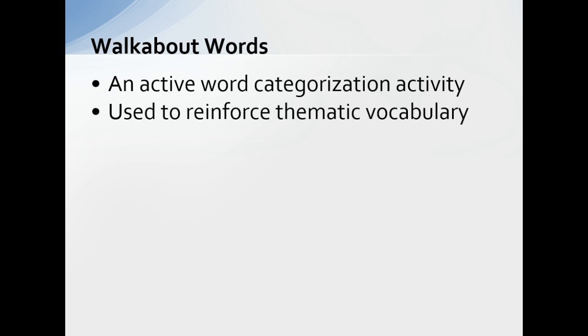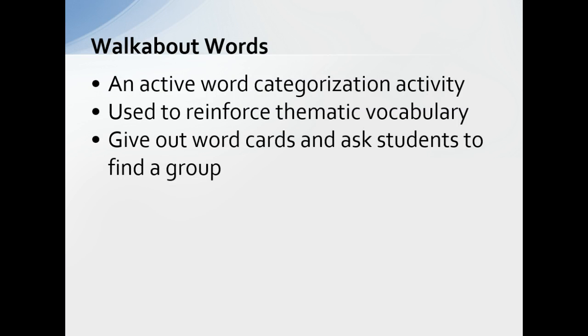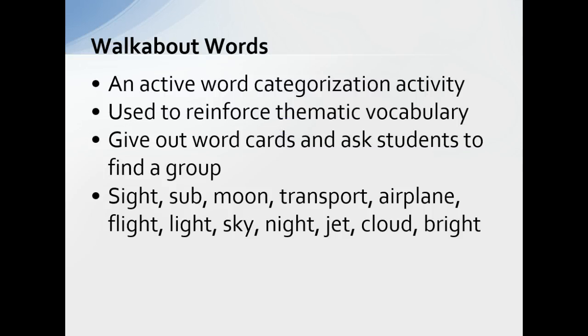Another one is walkabout words. This is an active word categorization activity. It's used to reinforce thematic vocabulary. You basically give out word cards and ask students to find a group. So let's say these are our words: sight, sub, moon, transport, airplane, flight, light, sky, night, jet, cloud, bright.